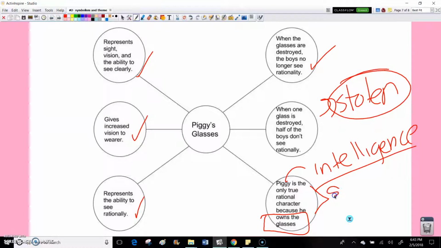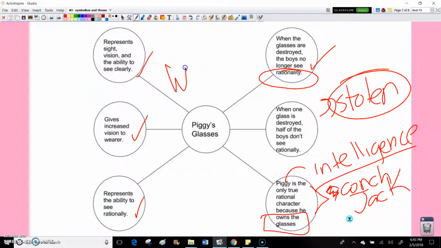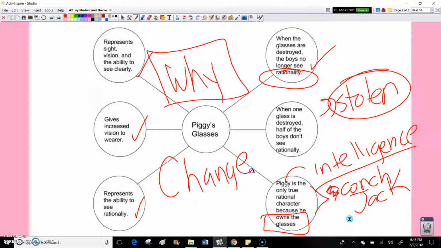How do I know that's true? Because even he thinks that it's a good idea to take the conch with him and go and confront Jack. Like that's going to help. I mean, he didn't really have a choice, but it really wasn't smart. That they actually thought it was going to work was kind of ridiculous. So, the glasses represent rational thinking. Once they're destroyed, they cannot think rationally. Why do the glasses start to get destroyed? Again, that's what it's going to tie back to with all the symbols. Why do they change? What takes over? What becomes more powerful? When Piggy's glasses are destroyed, he no longer can see rationally, because Jack destroys them.